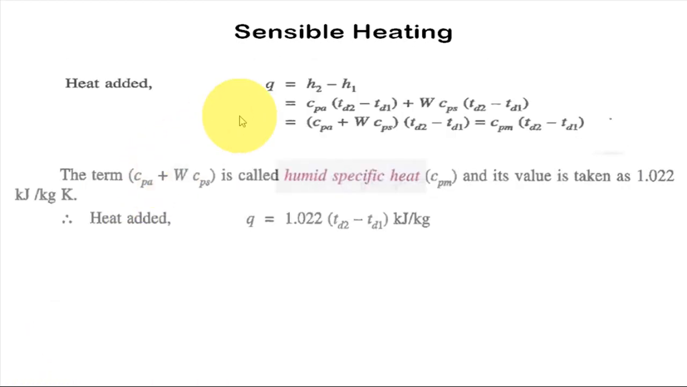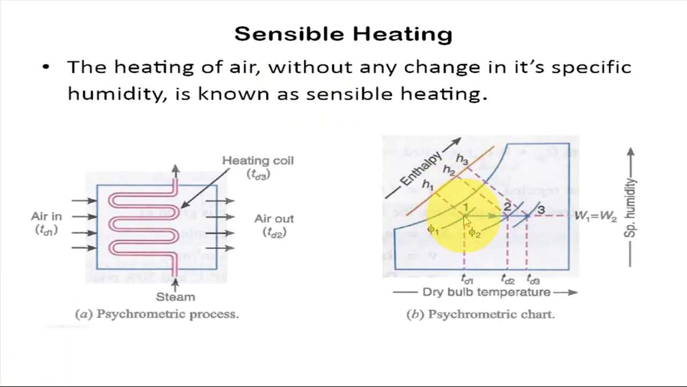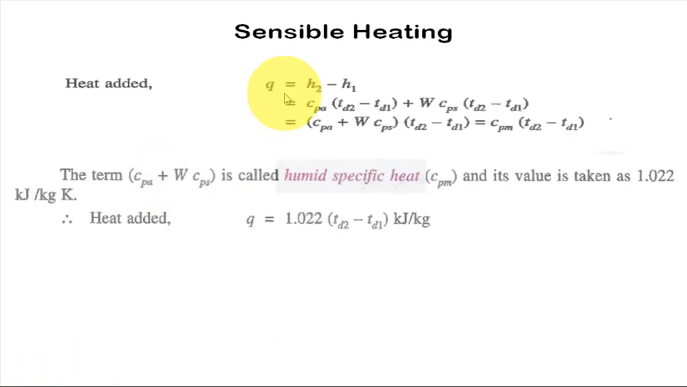Now we solve. The amount of heating Q is equal to H2 minus H1. Here from the graph, H1 is the initial enthalpy and H2 is the final enthalpy. So the amount of heat added Q is equal to H2 minus H1. H is equal to Cp into change in temperature of dry air plus W into Cp into change in temperature of water vapor. So ultimately we write Q is equal to Cpa plus W into Cps, into Td2 minus Td1. So I write Q is equal to Cpm into Td2 minus Td1.